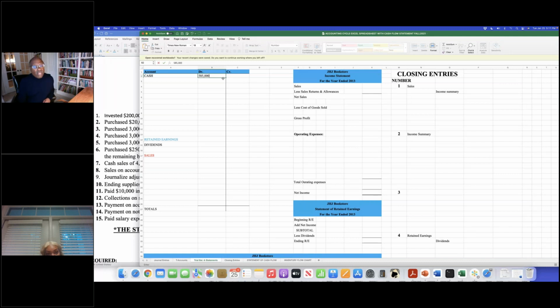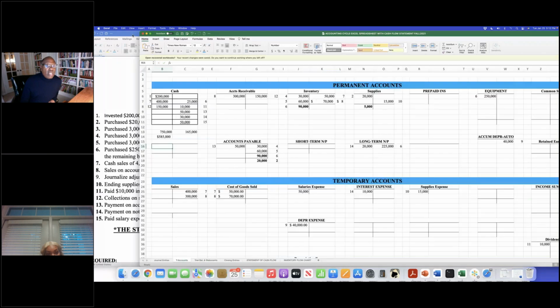Okay. We're going to go to receivables and do the same thing. And I'll just put these balances in red every time we get a balance. So in receivables, it's 300 and 150. So we know that that balance is going to be what? 150. I'm going to put that down, click it, put it in red.